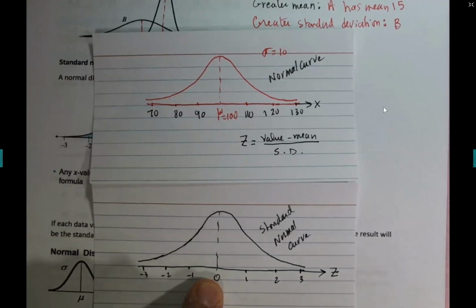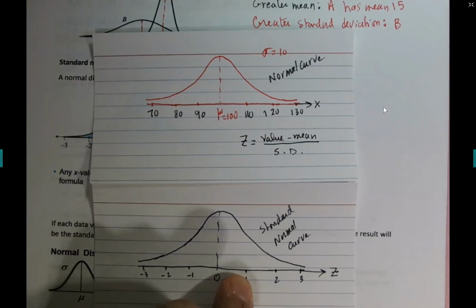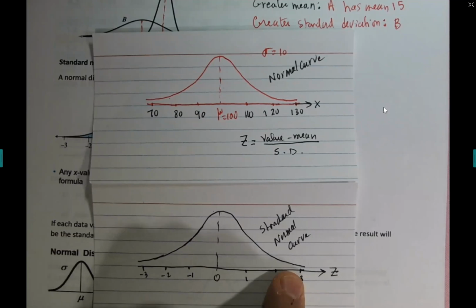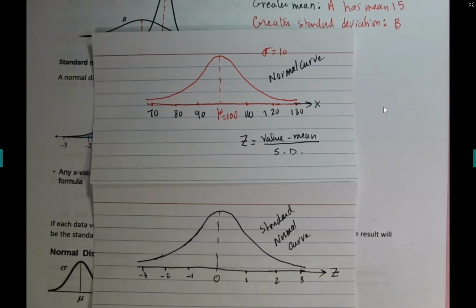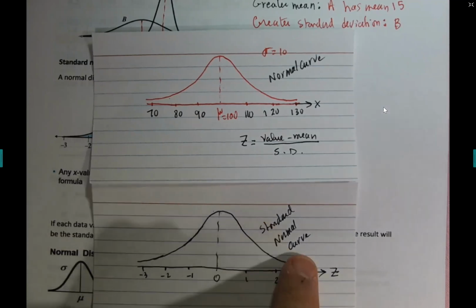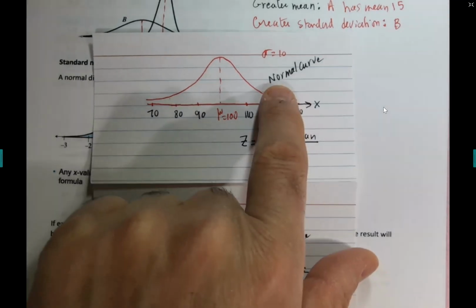The 0 here represents the mean. And guys, don't think that this means that the mean is 0. No, the mean is not 0. It just means that the mean deviates 0 standard deviations from the mean. The 1 means that this value deviates 1 standard deviation from the mean. 2 means that the value deviates 2 standard deviations from the mean, and so on and so forth. So this is called the standard normal curve, and this is called the normal curve.